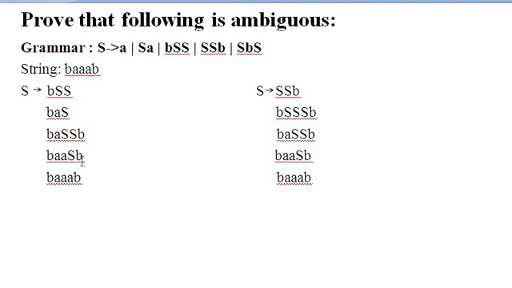Then the remaining is as it is. From this step, S produces A. So your input string is BAAAB, which we derived. Now using another production, S gives SSB. Then remove this S, derived from this S.